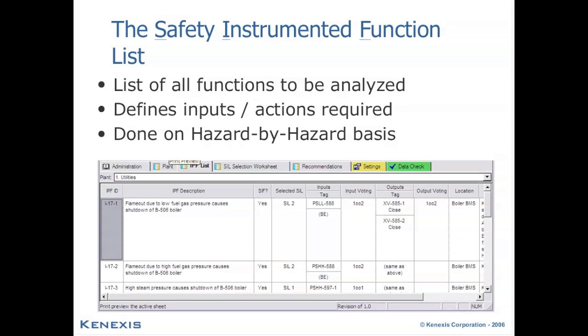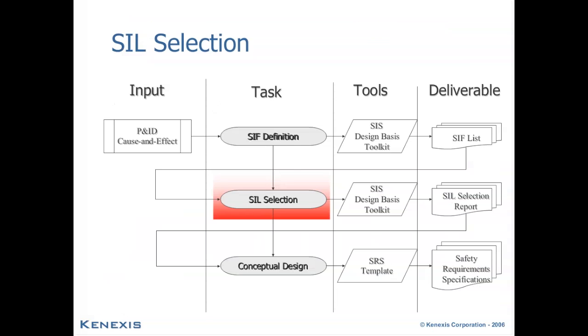We provide a definition that includes all the ways to detect those out-of-control process conditions or hazards. Those would be the inputs to the safety functions, as well as the actions, or those things that we can use to shut the process down and move it to a safe state in the presence of those out-of-control process conditions. And we do this on a hazard-by-hazard basis to make sure that all the hazards that we're intending to protect against are part of at least one safety instrumented function on the list.